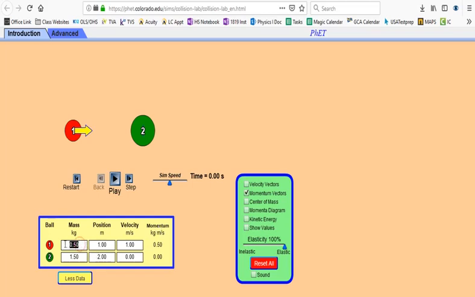Well, case 1 told us to make these the same, so I'm just going to go ahead and make them 1. So red is 1 kilogram and green is 1 kilogram. As we get started, as I push play, it's already in motion. Red is 1 kilogram, going 1 meter per second. 1 times 1 is 1, so its total momentum is 1 kilogram meter per second. Green is currently stopped, and so 1 times 0 is 0, right? The total momentum before the collision is 1. 1 plus 0 is 1. So let's go ahead and play.